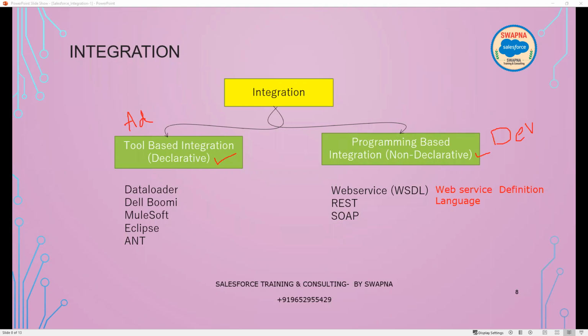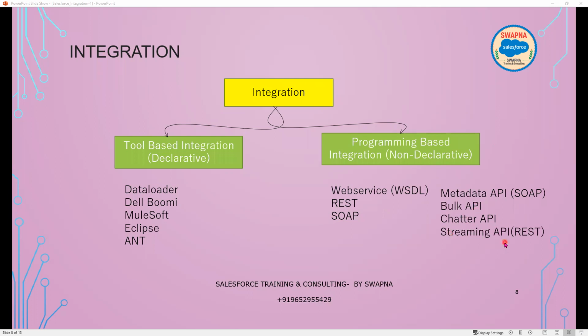Now, whenever we are implementing the web service definition language, not only REST and SOAP, we have multiple APIs in Salesforce. For example, we have the metadata API, which is part of SOAP, and that is a different API. And in REST, we have the bulk API, the chatter API, and the streaming API. When you are implementing a bulk API, it is part of REST. The chatter API is part of REST, and the streaming API is also REST.